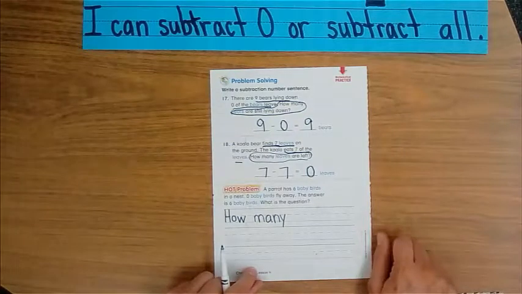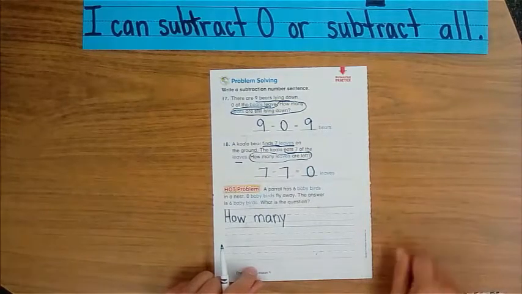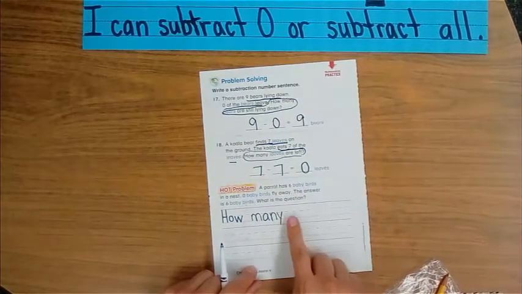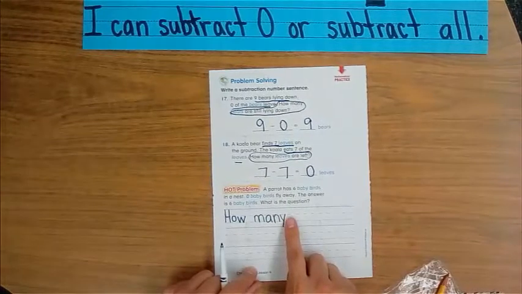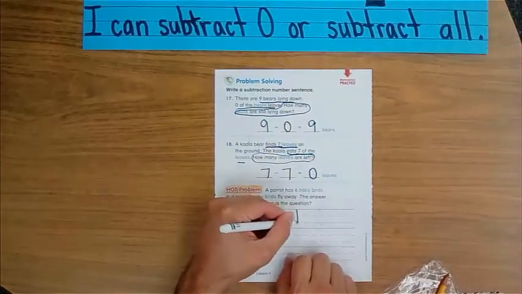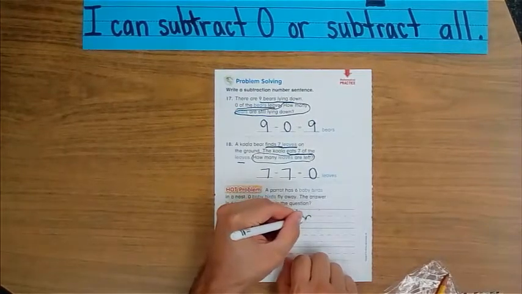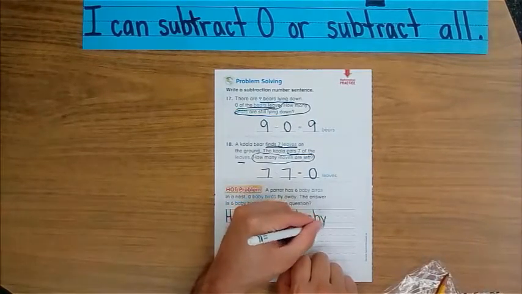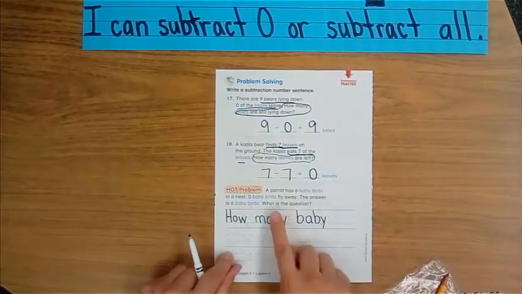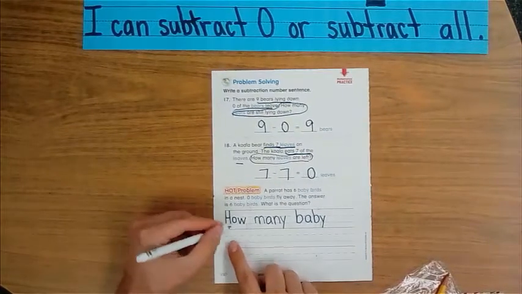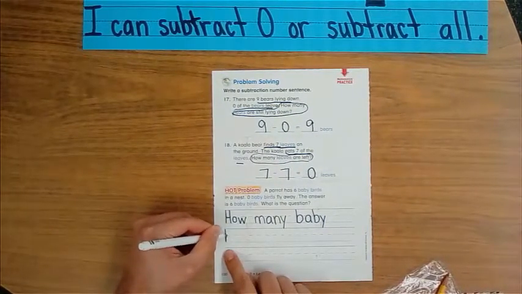How many baby birds? Well, if I need to know how to spell baby birds, I could just copy this right here. That says baby birds. So I'm going to copy that. That way I know how to spell it. I'm going to put a finger space. I'm going to say baby. And I don't know if birds is going to fit here, so I'm just going to go to the next line. I'm going to start right here and I'm going to say birds.